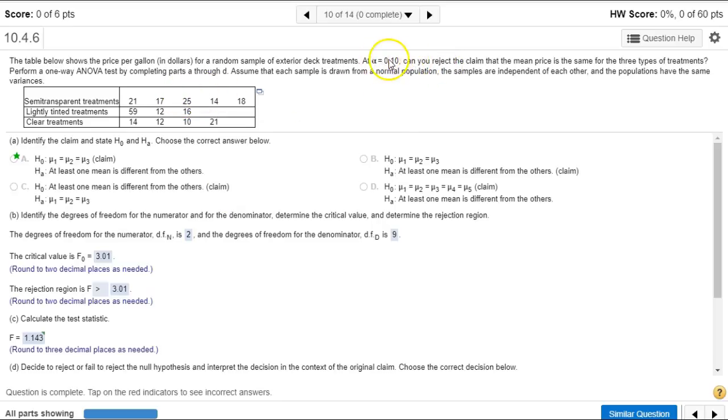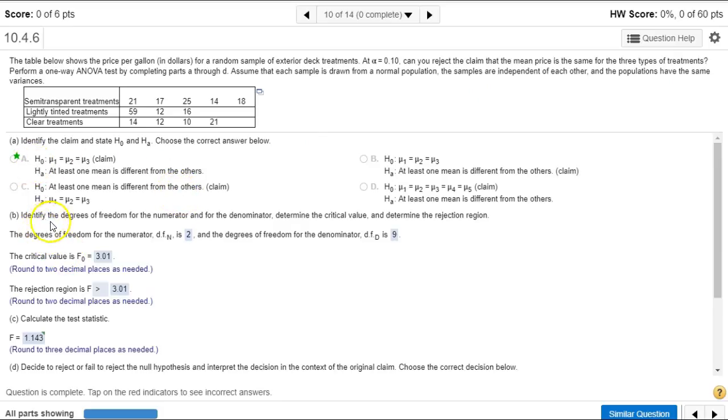So right here it says, can you reject the claim that the mean price is the same for the three types of treatments? So the claim is the null hypothesis because the claim states that they're all the same. So that's it, part A.